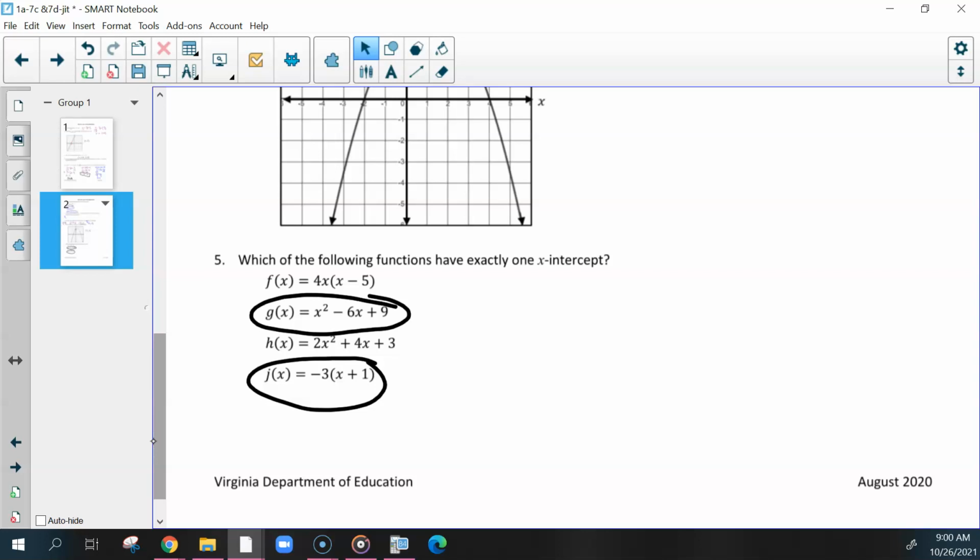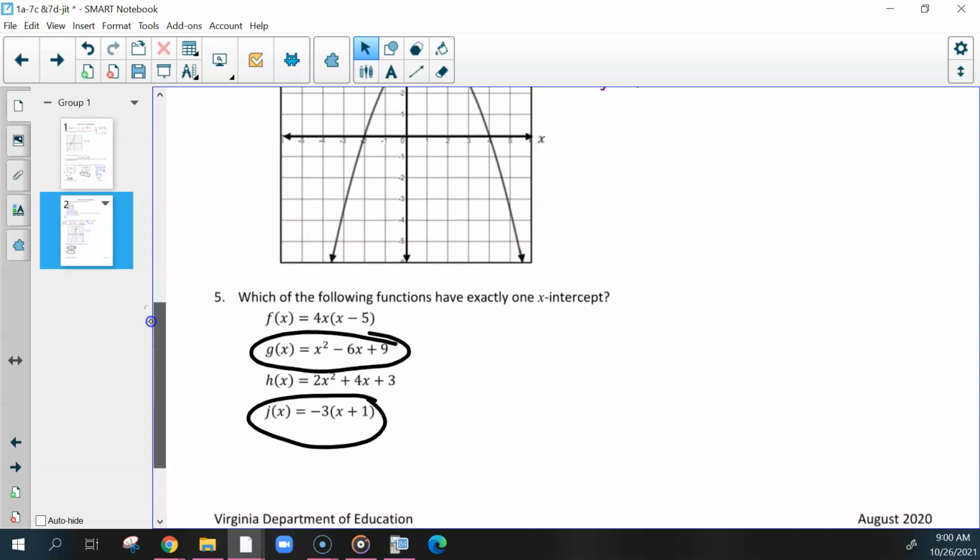Do we have any questions on any of these? Need to see any of these? Question number 3.